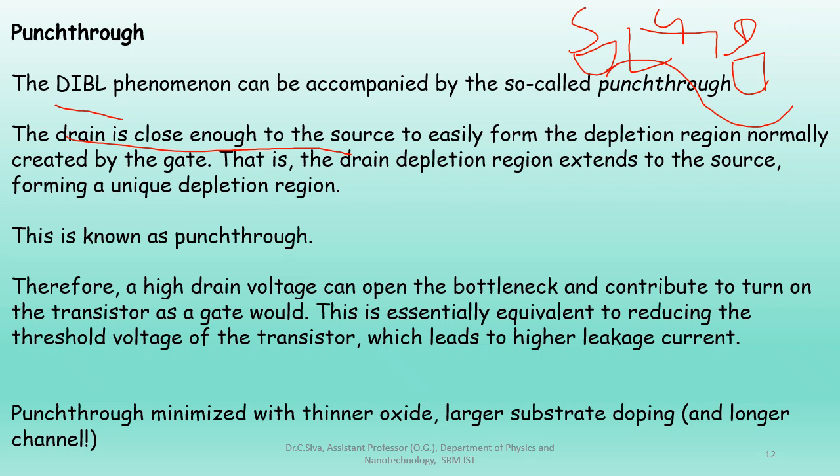Punch through is minimized with higher substrate doping, thinner oxide and longer channels. So this can be obtained with a thinner oxide layer, longer channels or a higher level of substrate doping. So this can be controlled, which is called punch through.